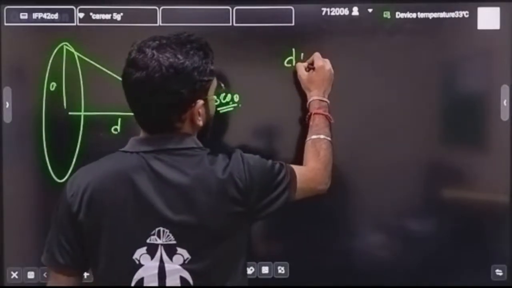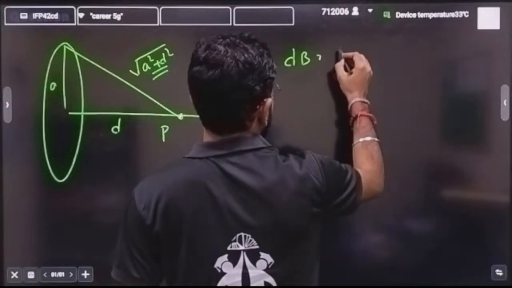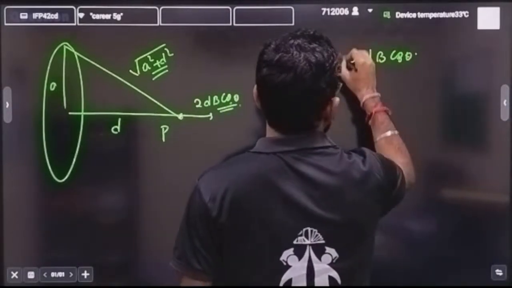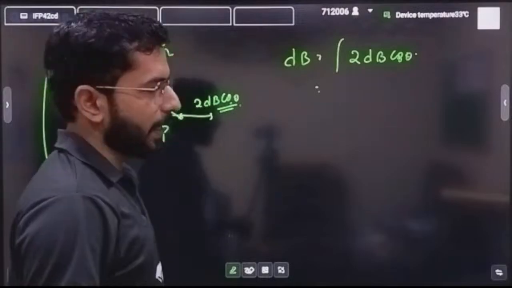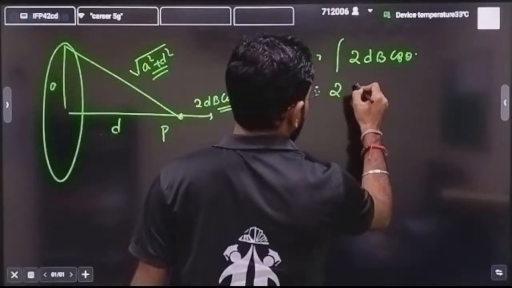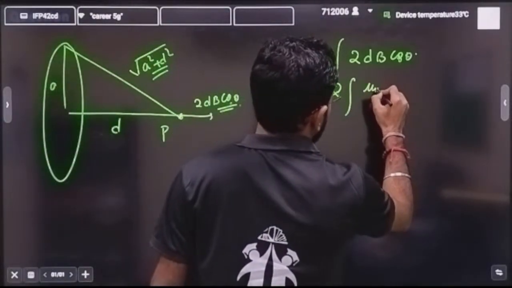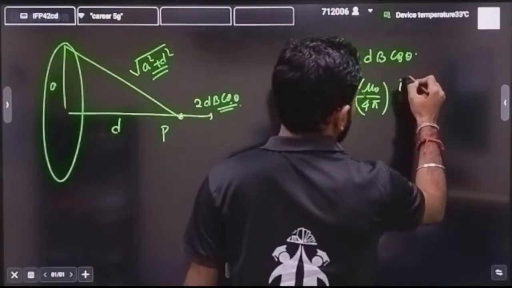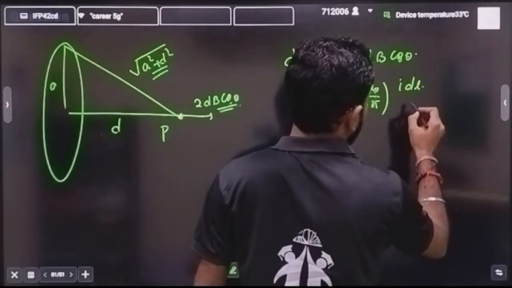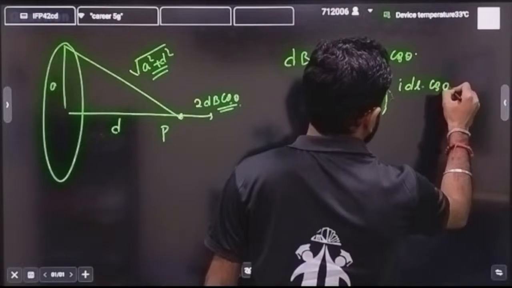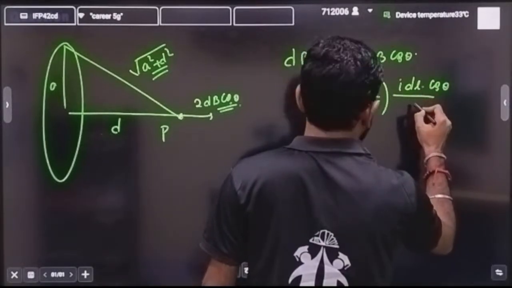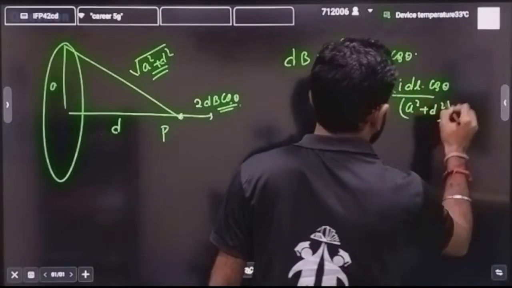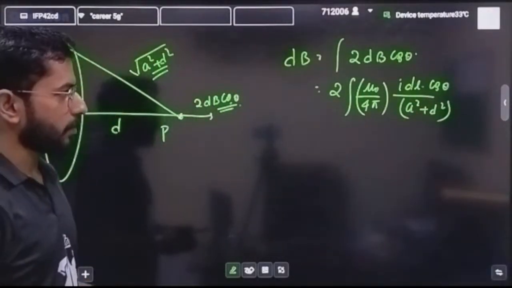Let's try to integrate. How will we integrate? You will be integrating 2 dB cos theta. Tell me how you will write dB. What is dB? You will write mu naught I dl cos theta divided by 4 pi r square. How will you write r square? It will be a square plus d square.